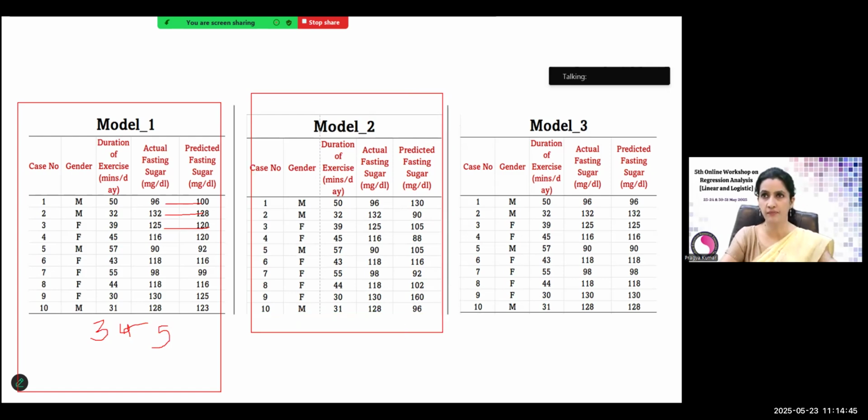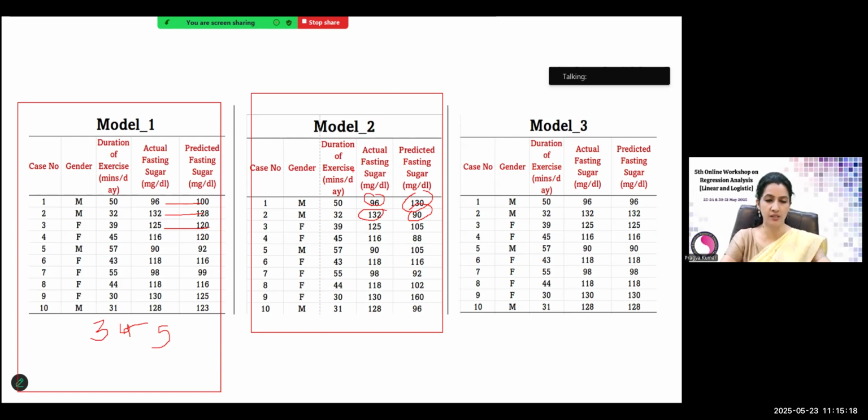Yes, Subhapriya is saying 2 to 5, right? If you see model 2, what is the difference? It is 96 actual, but predicted is 130. Actual is 132, but the predicted is 90. So yes, very high residual. It is not okay because either it is predicting less or it is predicting more. So if I make this model 2, this will not be accurate.